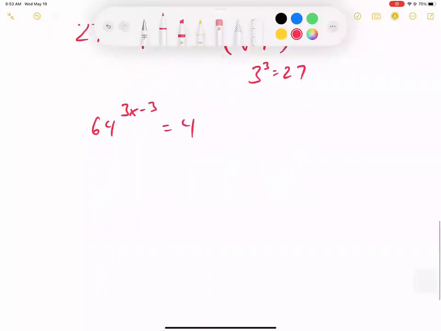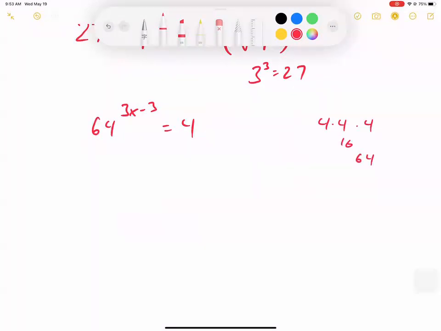So what can I make them both look like? Can I make 64 look like an exponent with a base of 4? Or do you want to make them both look like 2s? It's your own personal choice because both of them would have worked out. So I'm going to go ahead and make them into base 4s because 4 times 4 is 16, and 16 times 4 is 64, okay? So if we have 3 4s, we're in good shape.